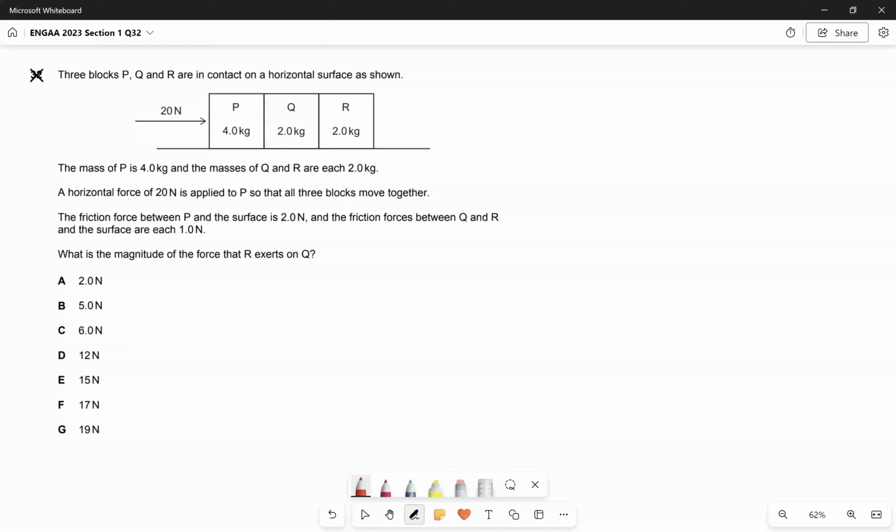Three blocks P, Q and R are in contact on a horizontal surface as shown. The mass of P is 4 kilograms and the masses of Q and R are each 2 kilograms. A horizontal force of 20 newtons is applied to P so that all three blocks move together.